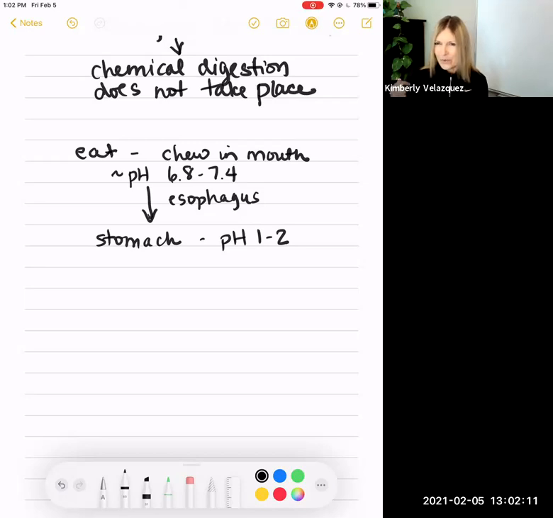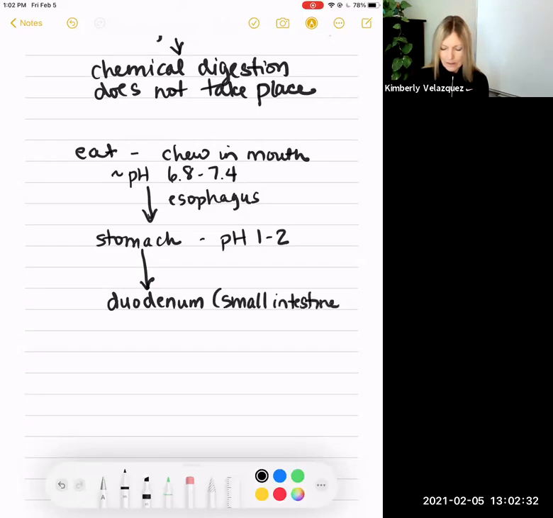Nevertheless, that food mixes with acid in the stomach. But really, to break down that food into the smaller molecules that need to get absorbed into the bloodstream, it needs to go to the small intestine. And remember, that first part is called the duodenum. So this is the first part of the small intestine. And this has a much higher pH. Let's say pH 7.4 to 7.8.